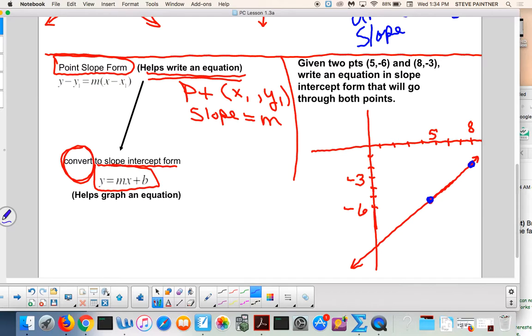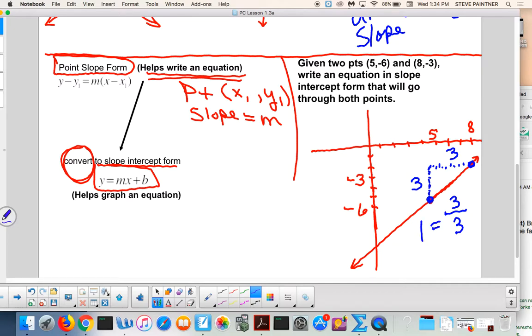Could I do this? Because I graphed it. Could I go like this? Can I estimate it? I went from negative 6 up to negative 3. What's that? 3 up. I went from 5 to 8. What's that? 3 over. So it's rise 3 over what? 3. Run 3. What's the slope?